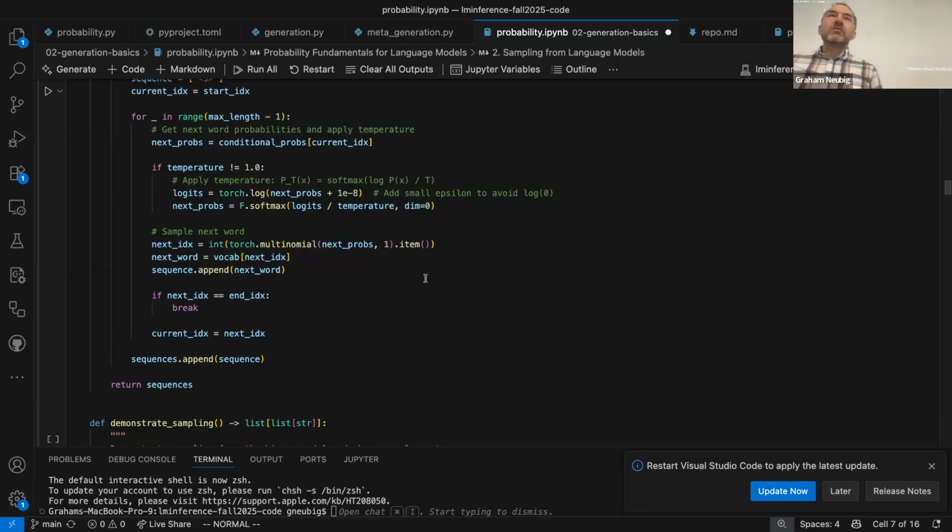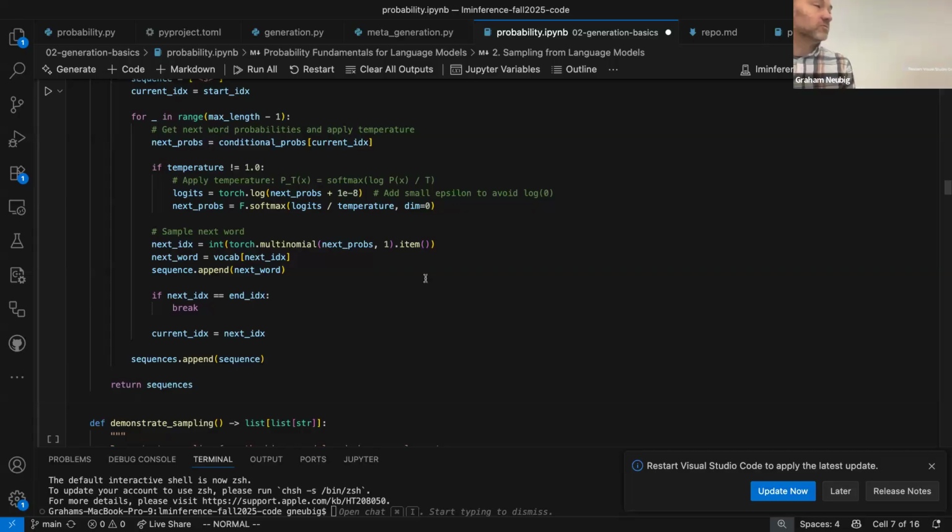What does this mean when we set the temperature to be infinity? All of the values will become one. So what if our vocabulary size is 1,000? Each of them will have 1 by 1,000. So it gives us a uniform probability distribution.